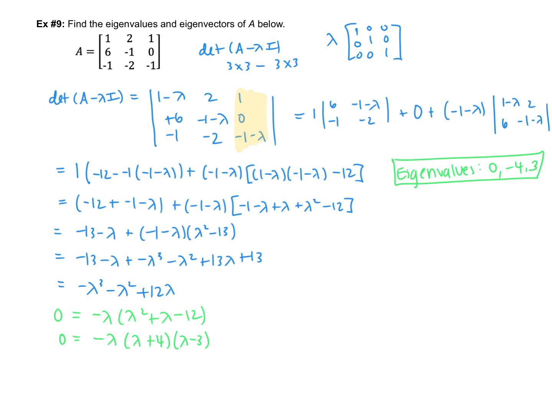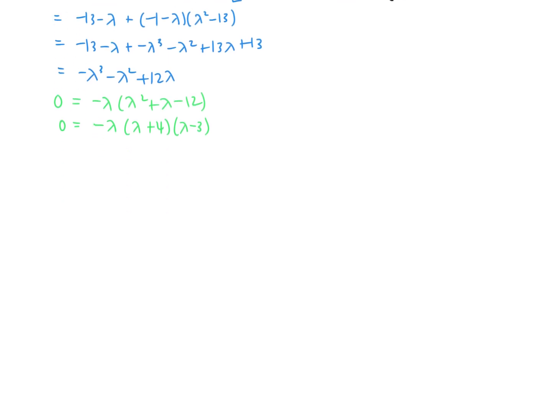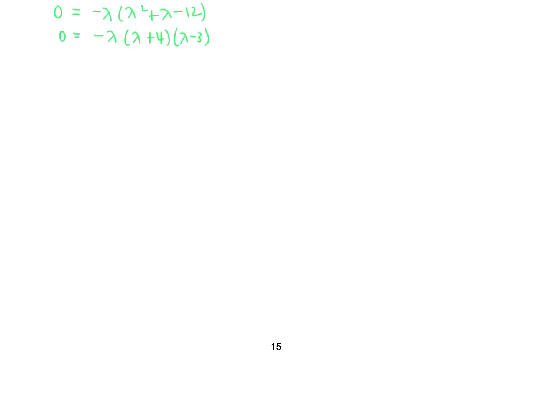So the problem said find the eigenvalues and the eigenvectors. So we now need to find the vectors associated with each of these eigenvalues. As a reminder, what we're going to do is take A subtract lambda I for each of the lambda, and we are going to augment with 0. So I'm going to start way fresh down at the bottom with the first eigenvector, the eigenvector of 0. I'm going to take A and subtract 0 times I, and I'm going to augment with 0.